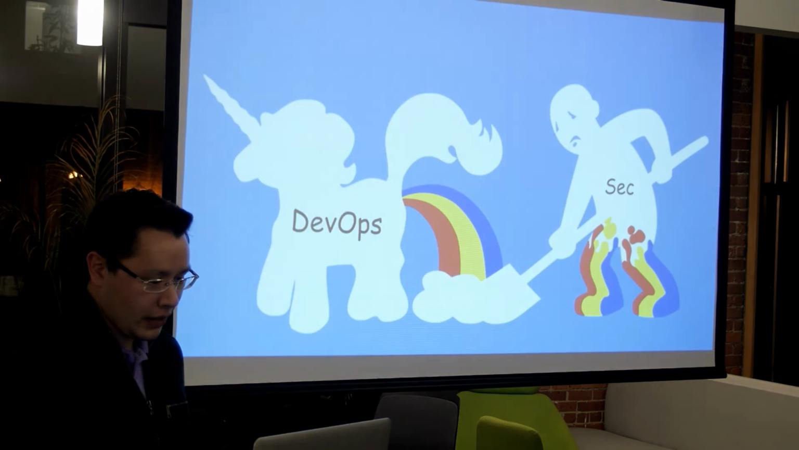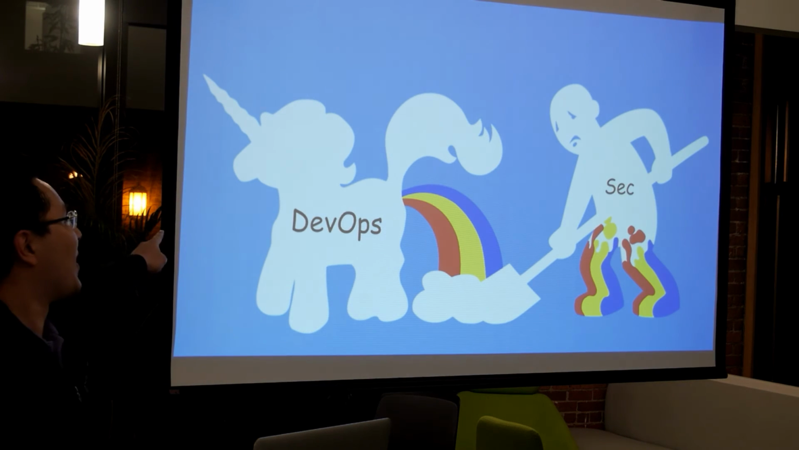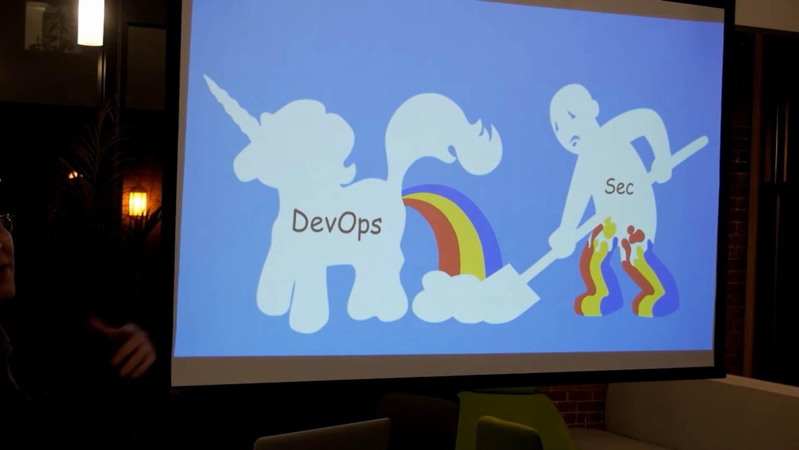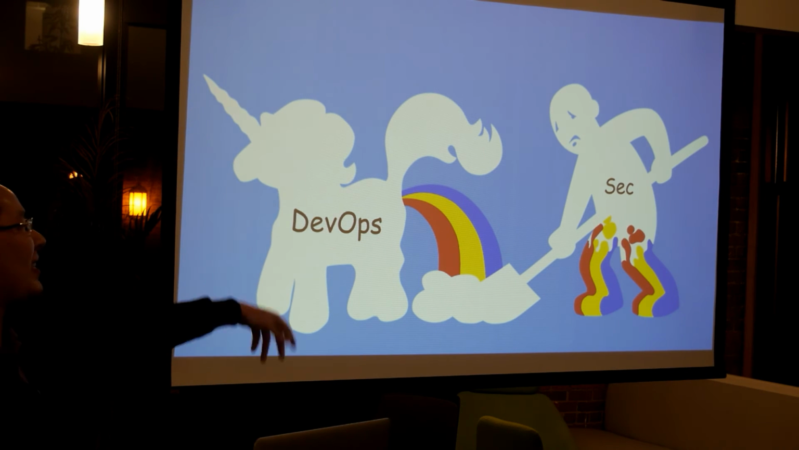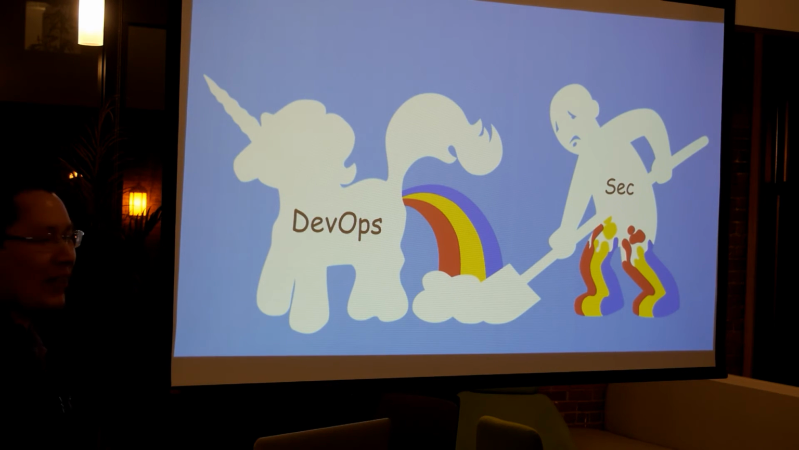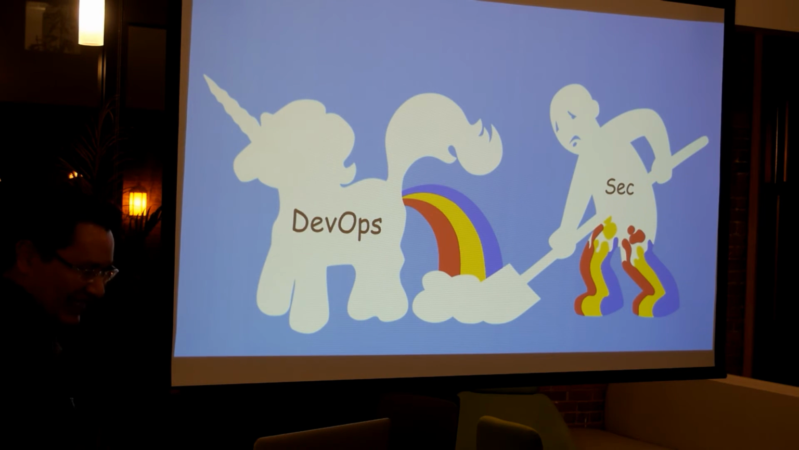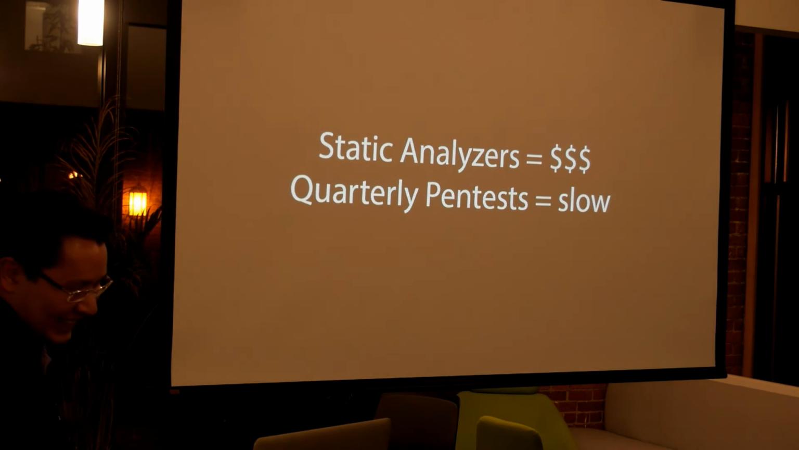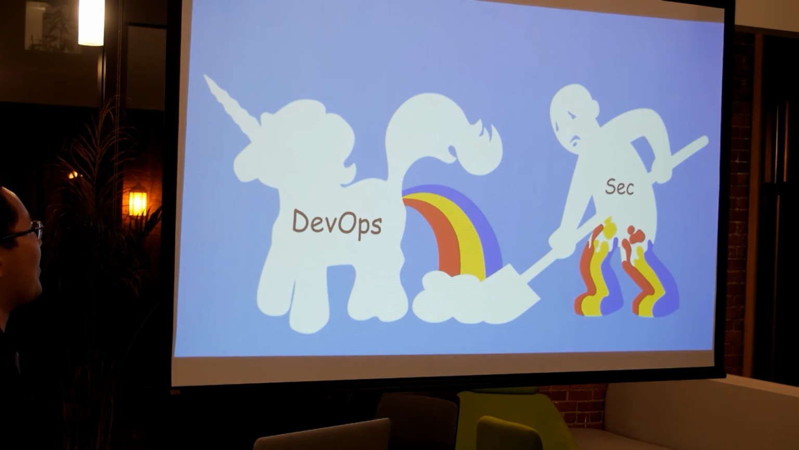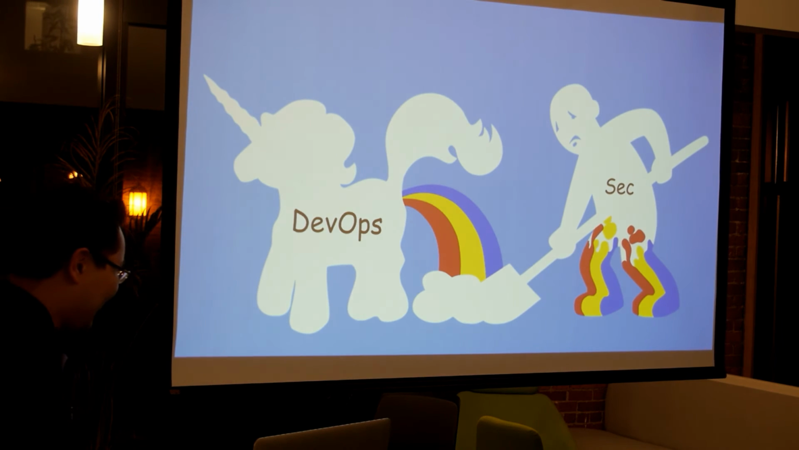So, this is the current state of affairs that Pete Cheslock very beautifully illustrated for us. DevOps is pushing out a bunch of really good stuff, and the security team is trying their best to clean up after it. That's not fair. Usually both ends. It's a beautiful illustration. Put a lot of effort into it.